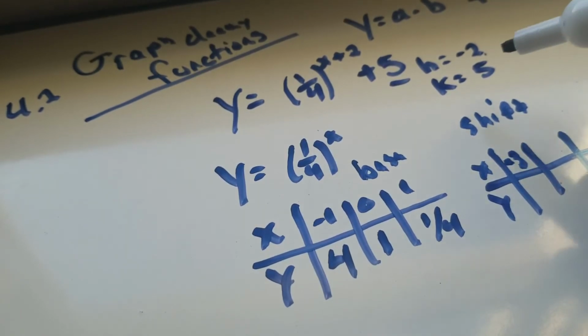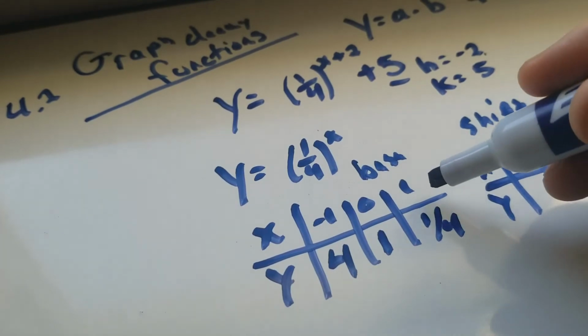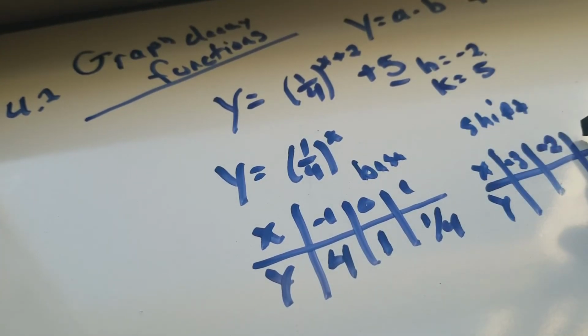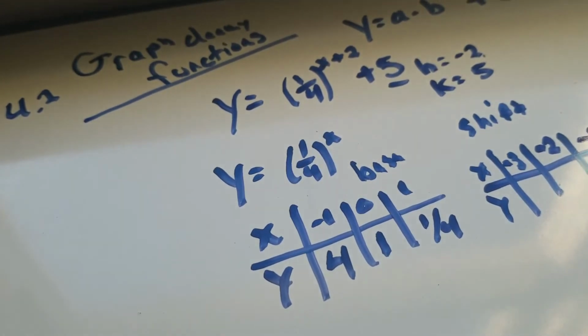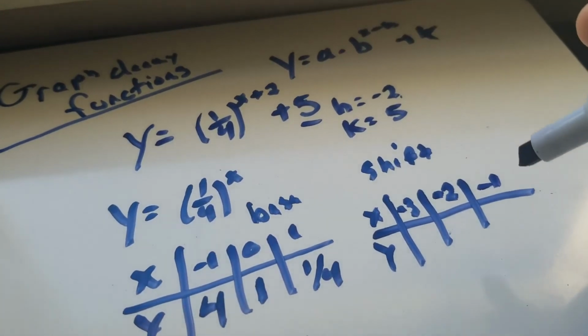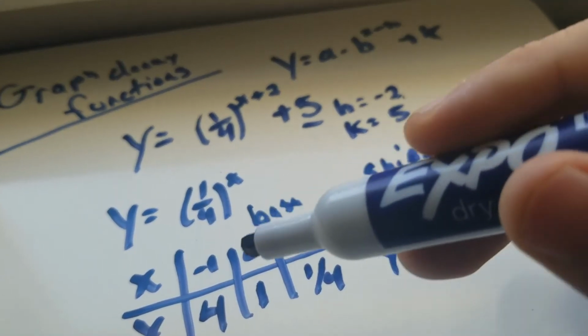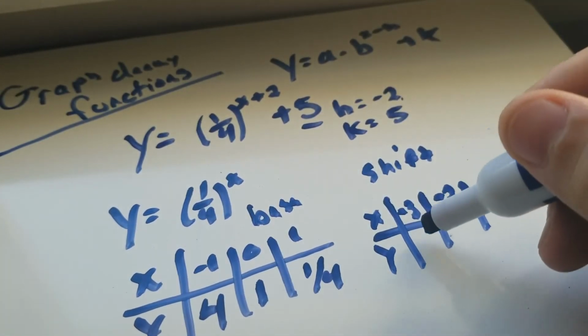Next one, 0 plus negative 2. That's negative 2. And 1 plus negative 2. That's negative 1. The camera's not showing everything. There we go. All right, now the y's. The y's, we just simply add the k. So it's a plus 5. So 4 plus 5 is 9.